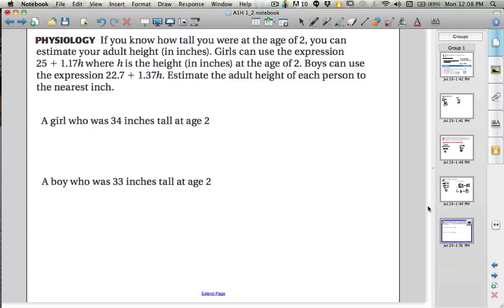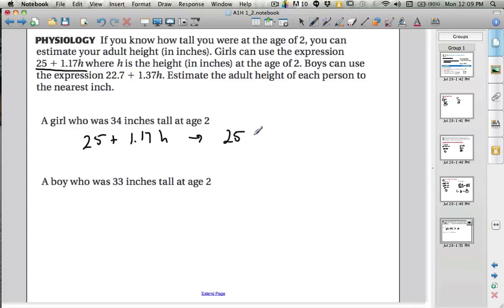Okay, applying this to a word problem. If you know how tall you were at age 2, you can estimate your adult height in inches. Girls can use the expression 25 plus 1.17h, where h is the height, in inches at the age of 2, and boys can use this other expression, 22.7 plus 1.37 times h, to estimate the adult height of each person to the nearest inch. So we want a girl, so we're going to use the girl's formula, 25 plus 1.17h, when she was 34 inches at age 2.